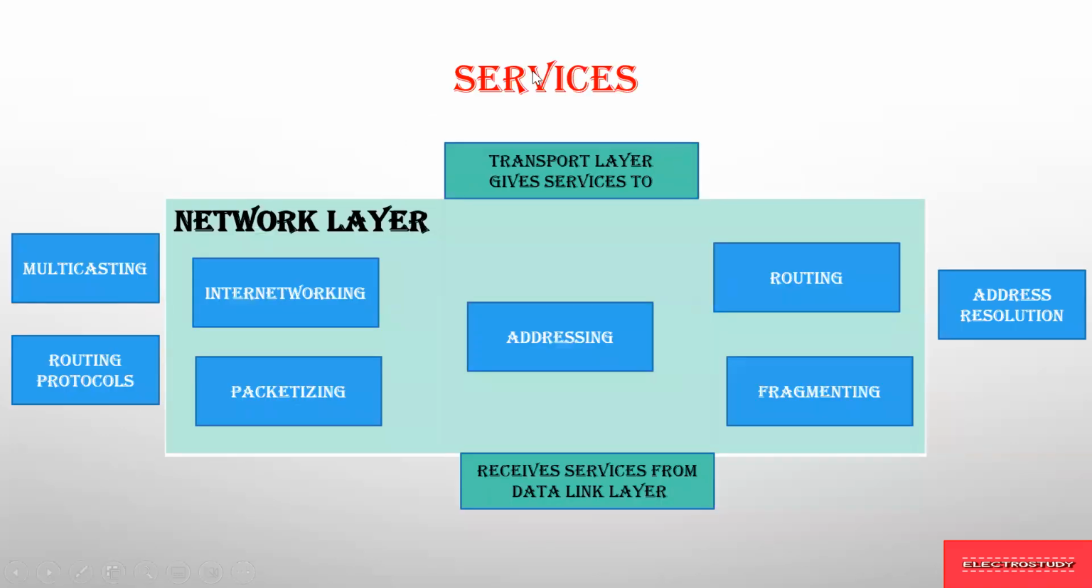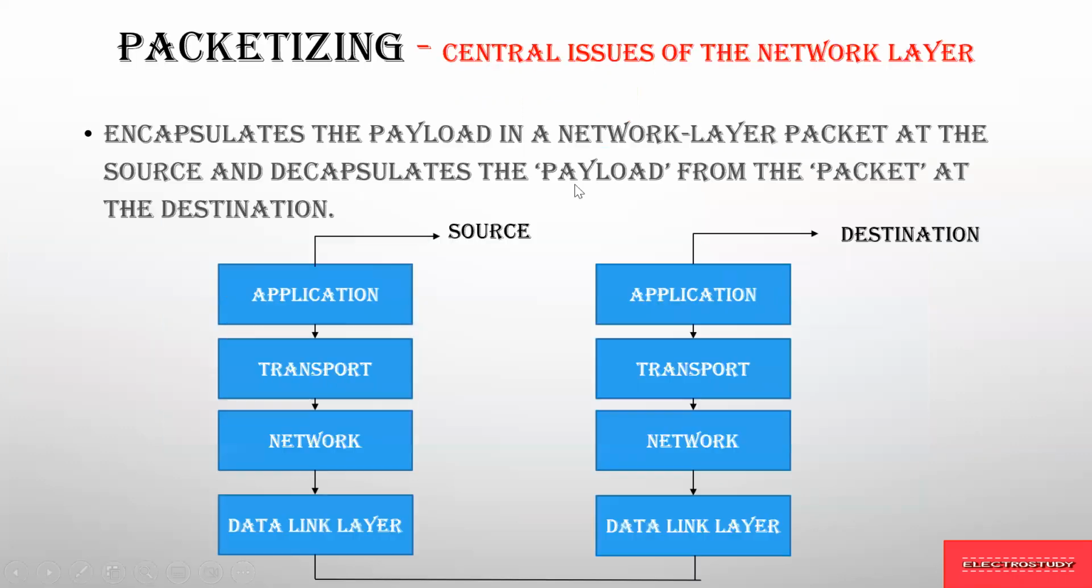Now we will be seeing the services provided by the network layer. There are many services provided by the network layer: internetworking, packetization, routing, fragmenting, and there are routing protocols followed for routing. So these are some services provided by the network layer. From this diagram, you can see that the network layer receives services from the data link layer and provides services to the transport layer. So these are the services provided to the upper layer protocols.